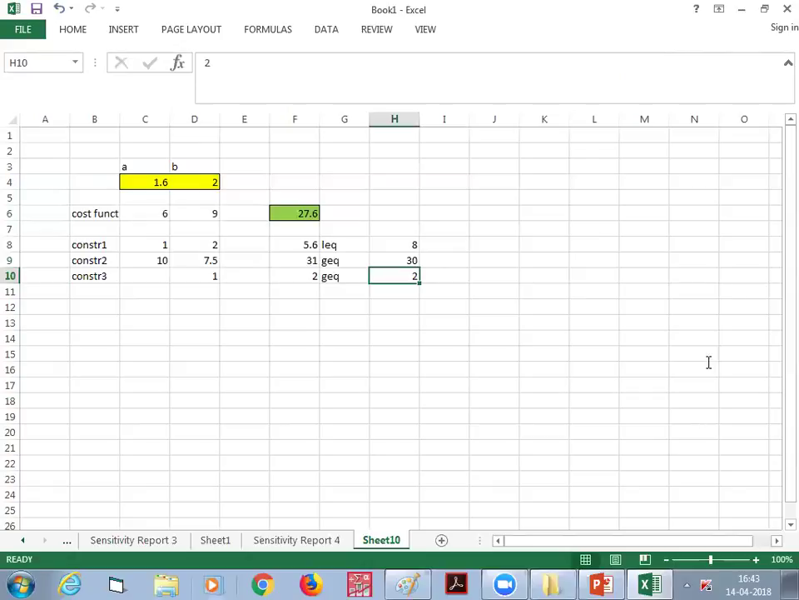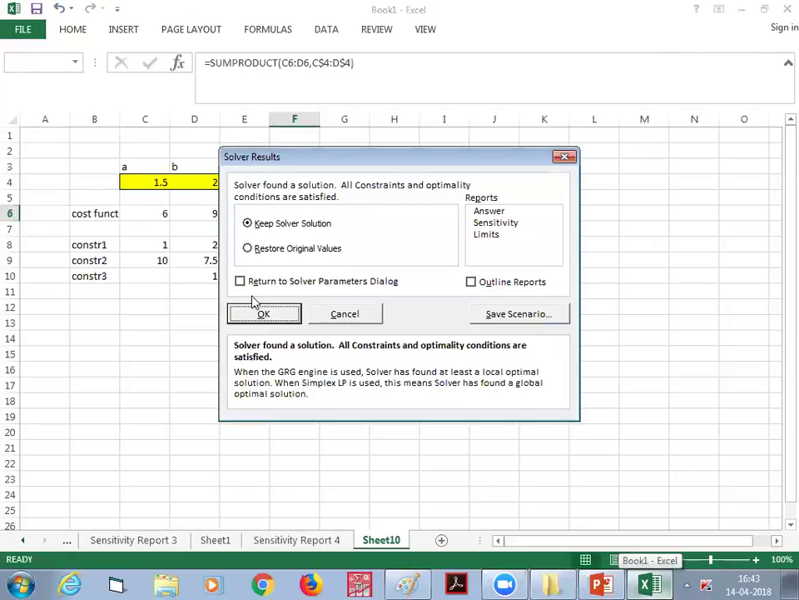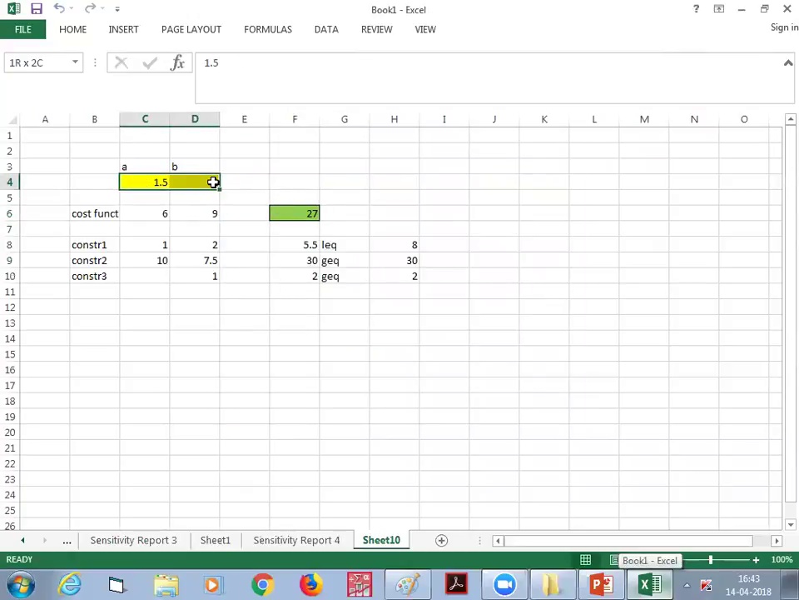So what are the LHS values? Okay, let me solve this again and then I'll tell you what this LHS value means again. So the optimal values are 1.5 and 2. If I substitute them in the left-hand side here, 1 into 1.5 plus 2 into 2, that gives how much? That gives 5.5. So I'm using that much of the resource.